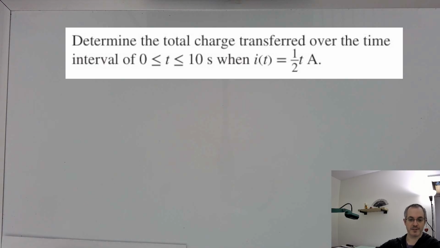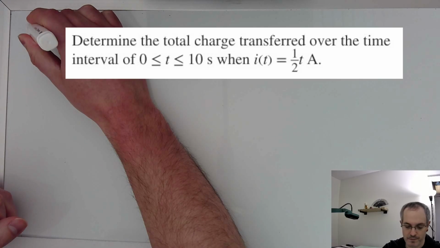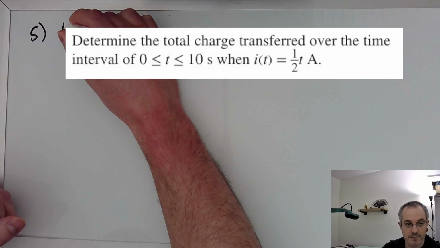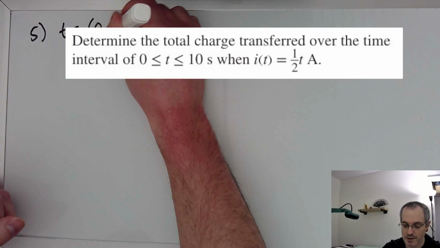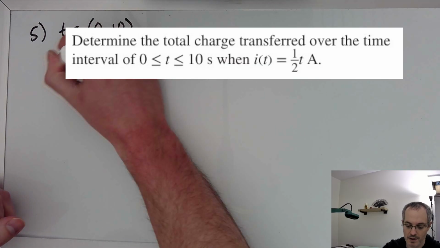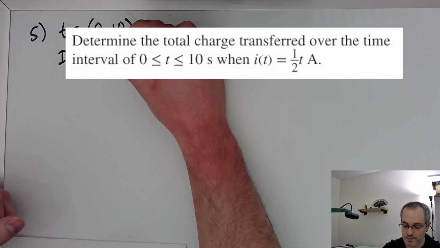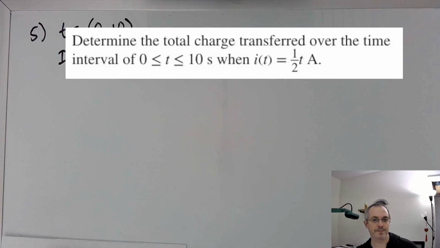Write down this information here. So this is problem 5. t is from 0 to 10, and the current is t by 2, and that's amps. Okay. I really don't like this kind of thing.